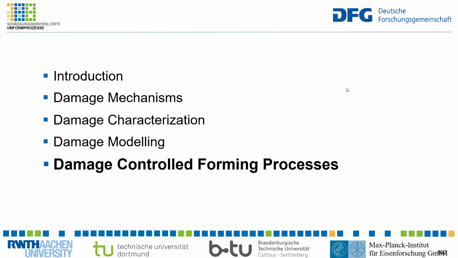As you have learned in the previous chapter, Introduction, Damage Mechanisms, Damage Characterization and Damage Modeling, we now have all these tools at hand to identify and assess the amount of damage in formed parts, and also to analyze the effect on the product properties. And now I would like to give you an overview of some examples for the bulk forming route as well as for the sheet metal forming route.